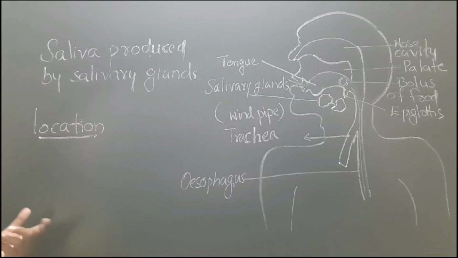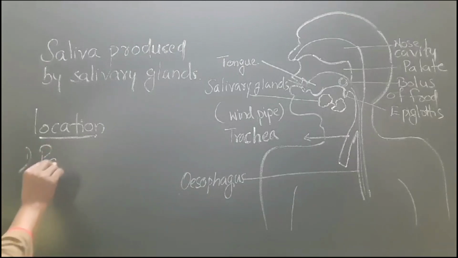Saliva helps in chewing. How? Saliva lubricates, and then we are able to chew the food, and then with the help of saliva we can swallow it. So these salivary glands, there are 6 salivary glands, or 3 pairs of salivary glands. These glands location. Number 1, parotid.